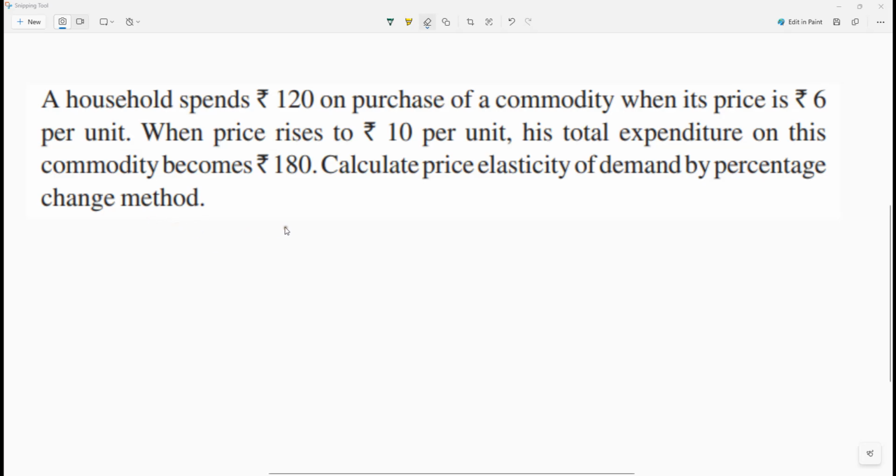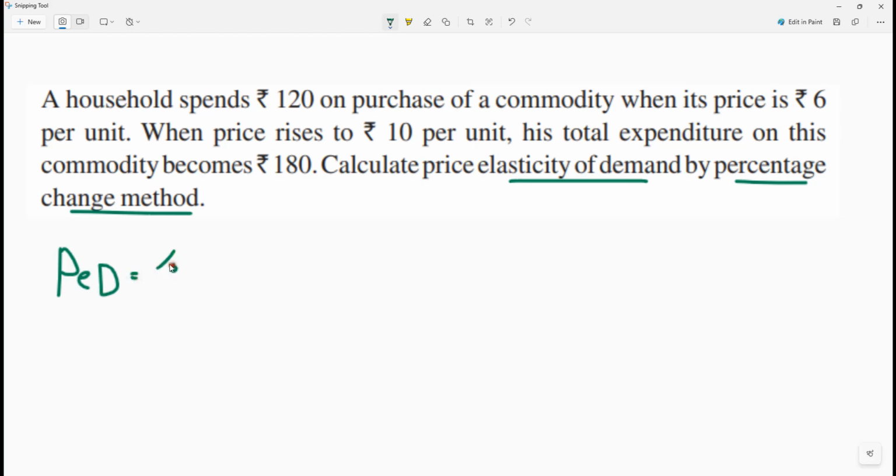In this video, we're going to calculate price elasticity of demand as a percentage change, which means we're not going to find it with the midpoint method. We're just going to go down the demand curve. But here we have the expenditure, so how much did the household spend given a certain price. So we need to figure out the quantity because the price elasticity of demand formula is the percentage change in the quantity demanded over the percentage change in price.